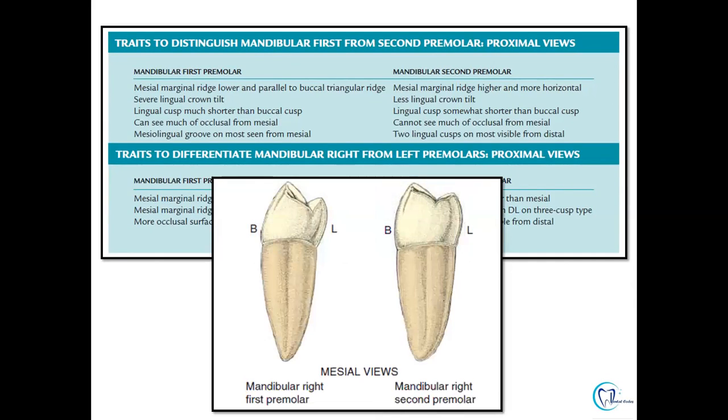So we can appreciate these differences with the help of these diagrams. In the mandibular right first premolar, the marginal ridges are lower and they are parallel to the buccal triangular ridge. There is a severe crown tilt and the lingual cusp is very small. Whereas when you compare it with the second premolar, the lingual cusp is smaller, but it is not that short compared to that of the first premolar, and the marginal ridges are higher. Okay.